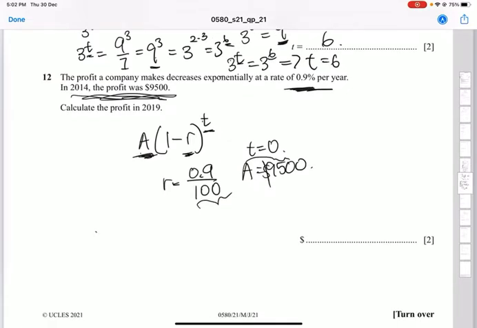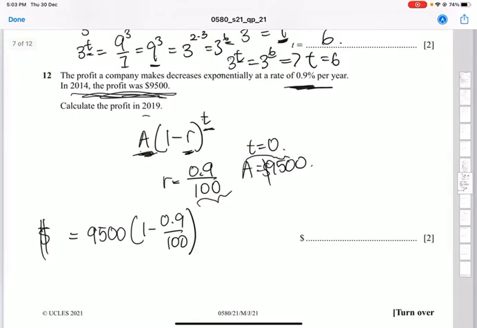So let's set it up properly. So 9500, you know that r is 0.9 over 100. So let's put it as dollar sign, the profit. So this is your profit after a certain number of times.